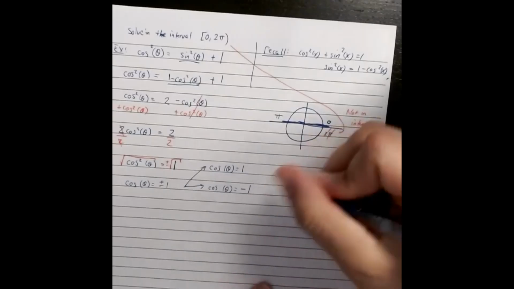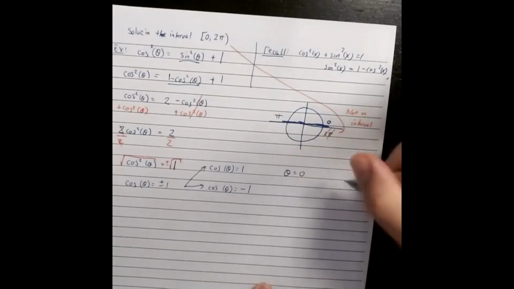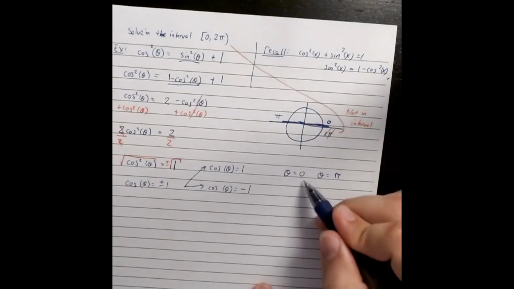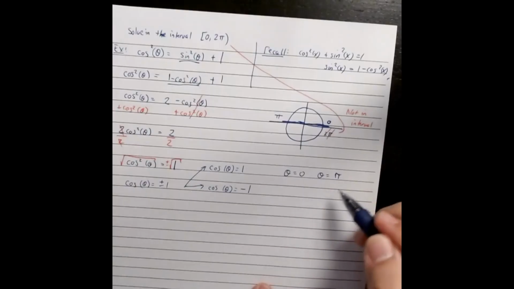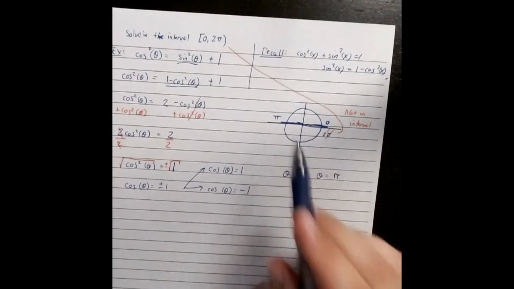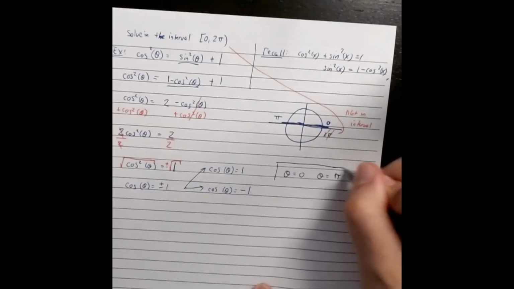So here we get two solutions. Theta is equal to 0, and theta is equal to pi. And that's it. No plus n pi or 2n pi or anything of that nature, because we're not getting an infinite number of solutions. We're getting just those two.